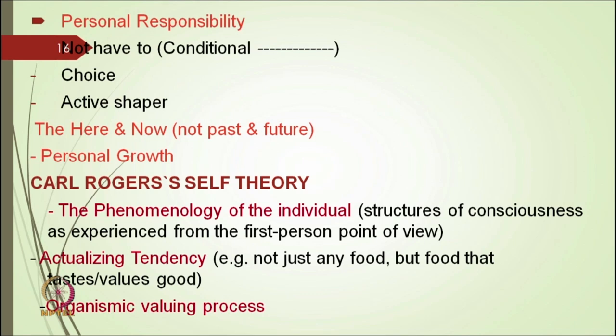Let's know a little bit more about Carl Rogers' self theory. It is very important to understand why we have normal and abnormal behavior. He has used various terms, so first of all, I think we should know all these terms to understand his theory. The first term here is the phenomenology of the individual.